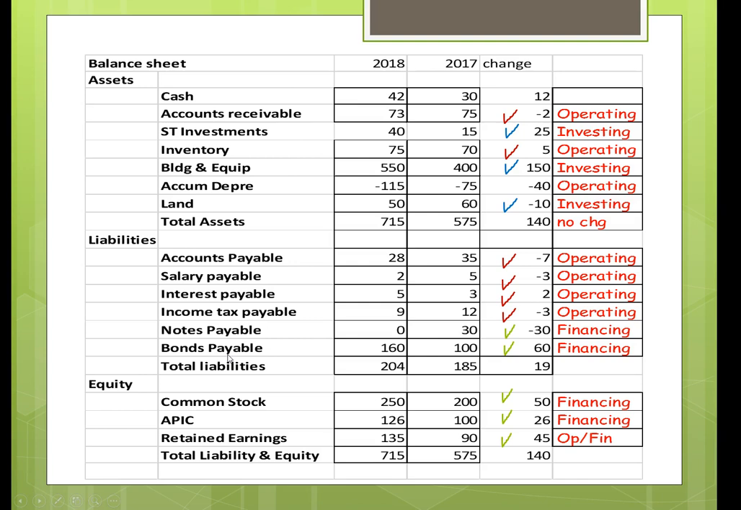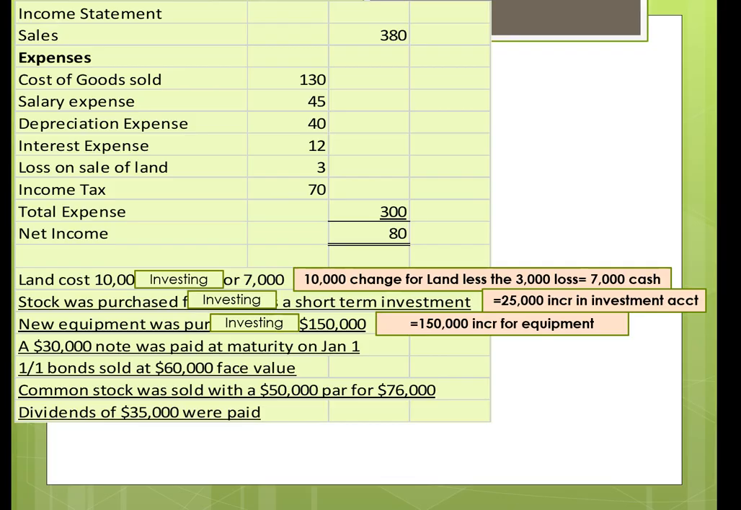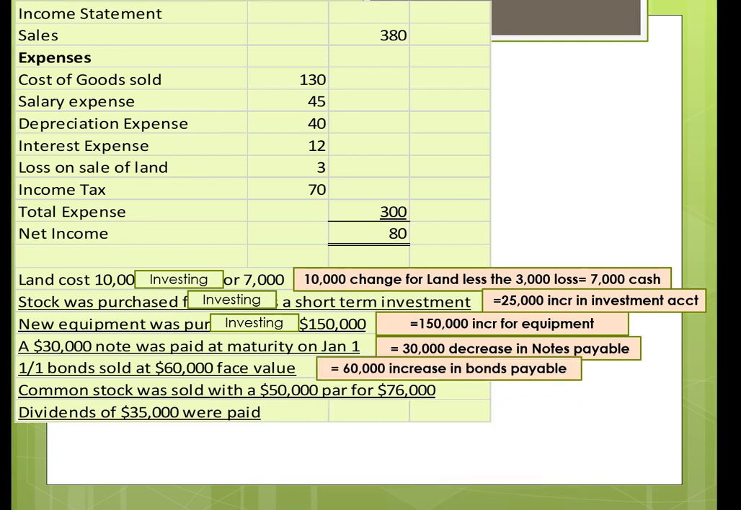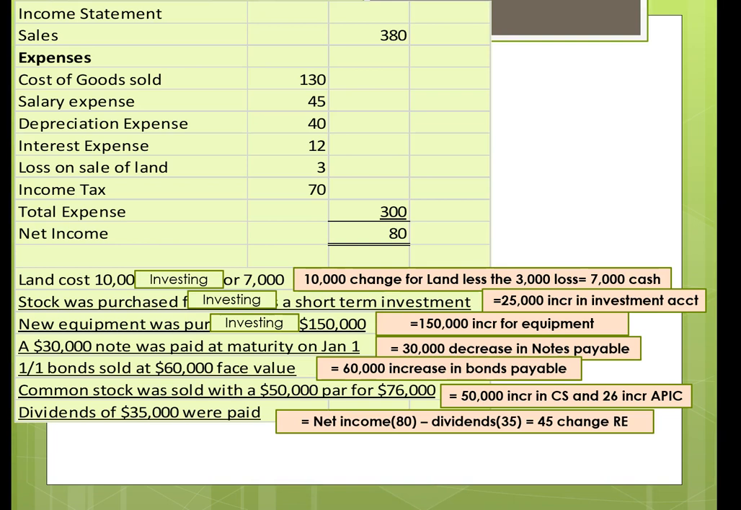Now let's look at those changes that we identified at the bottom of the income statement, and we want to make sure that they concur with the changes we're showing on the balance sheet. So we had a $30,000 note, which equals the $30,000 decrease in notes payable because we paid it off. We issued some bonds at face, which means bonds payable increased by 60, and that concurs. And common stock was sold for 76, which equals the $50,000 increase in common stock and the $26,000 increase in additional paid-in capital. And dividends, that equaled our change.